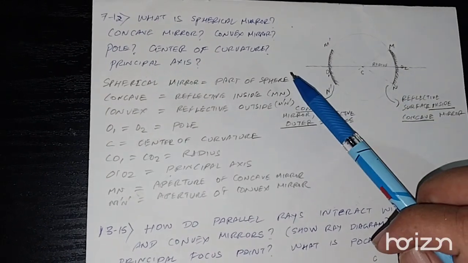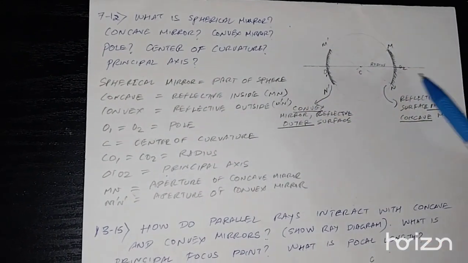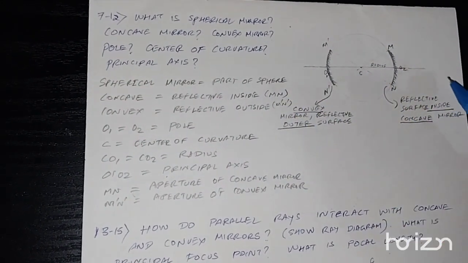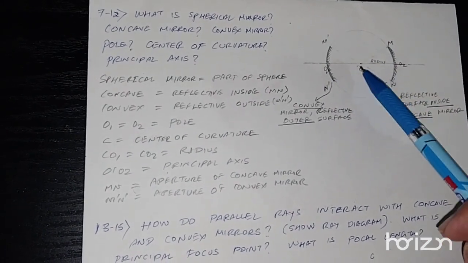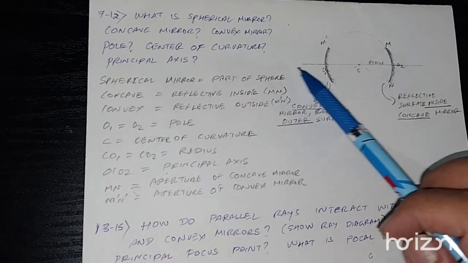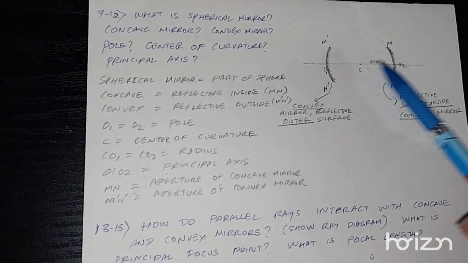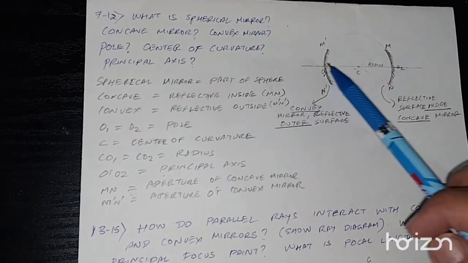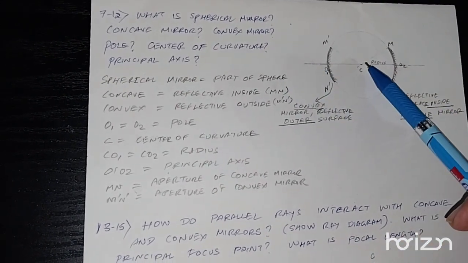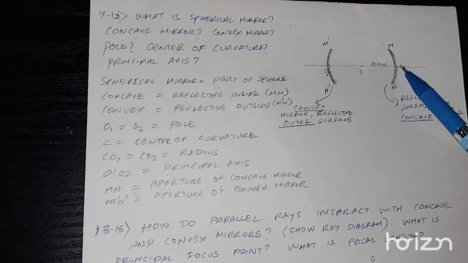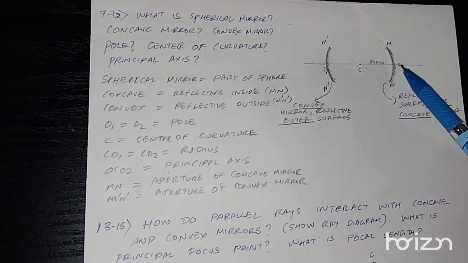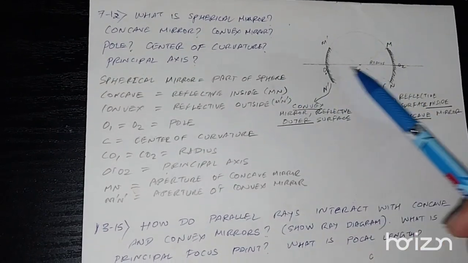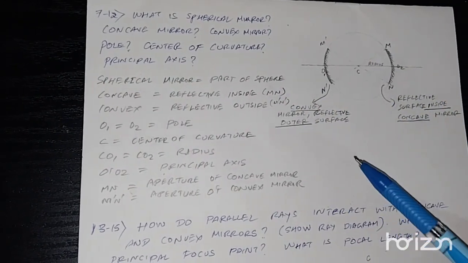Okay, and this line which passes through the center of the mirror and passes through the center of the sphere, is known as the principal axis. Okay, this line which passes through the center of the sphere and the pole of the mirror, which is at the center of the mirror, that is O2, CO2, the line which passes through CO2 is called the principal axis.